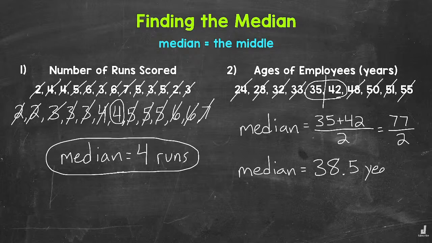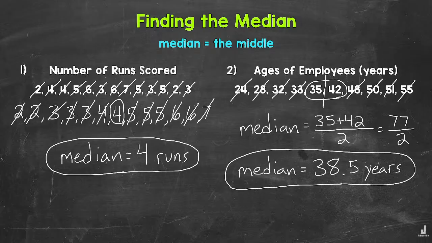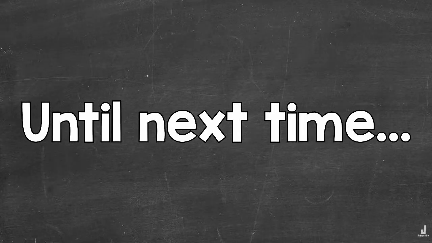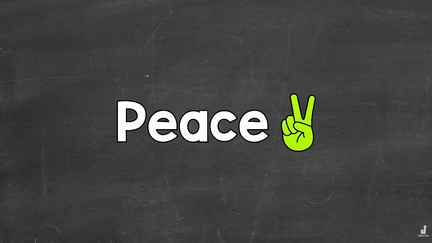And this is years. So the median age of the employees is 38 and a half years, or 38.5 years. That's the middle. It splits the data in half. So there you have it. There's how to find the median. I hope that helped. Thanks so much for watching. Until next time, peace.